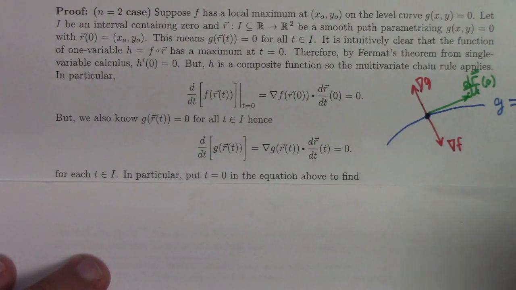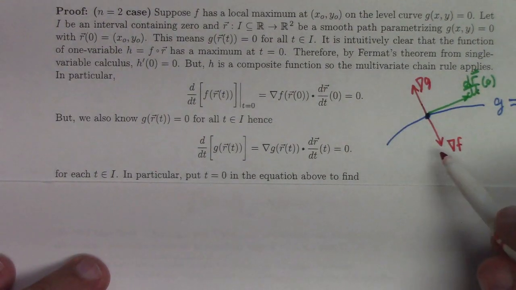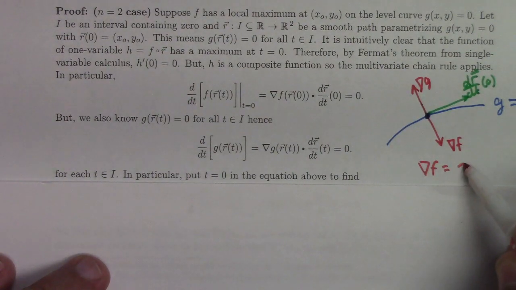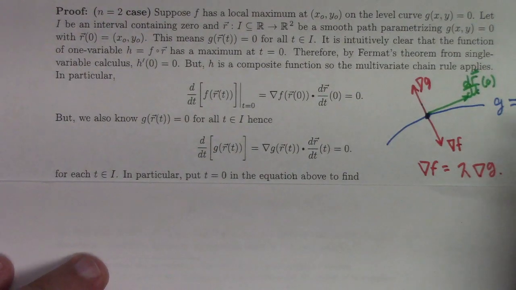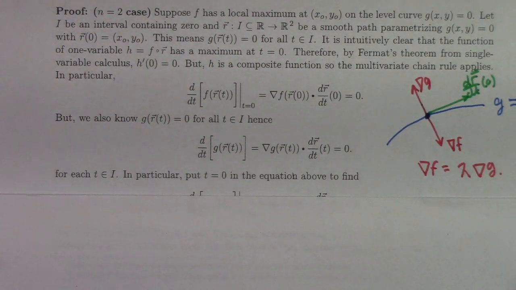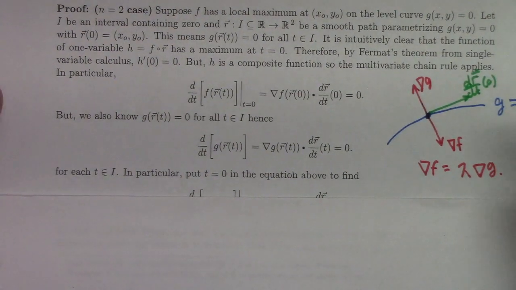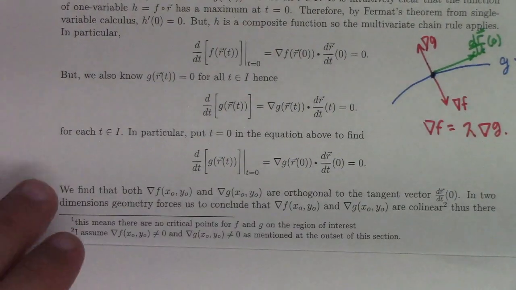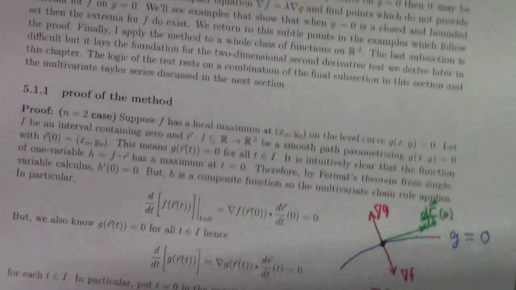As such, we can set the gradient of f equal to some multiple, which we call lambda, of the gradient of g. And that, my friends, is the method of Lagrange multipliers: we look for the gradient of the objective function being a multiple of the gradient of the constraint function.